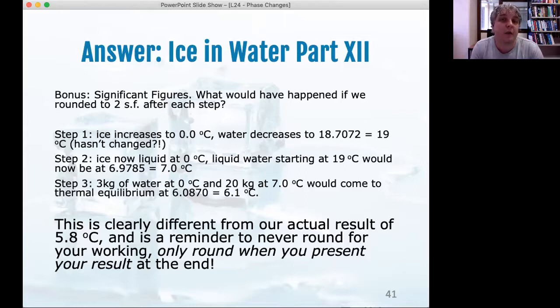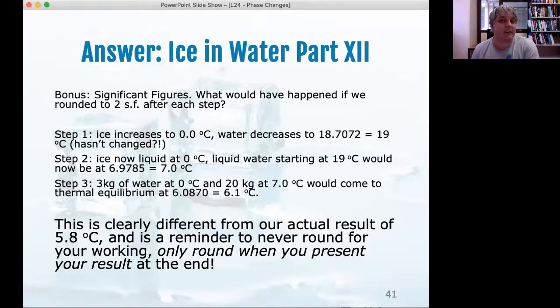And if you were then going to take that final result and do some more working, you should hopefully continue with the unrounded result. So if we were going to take that 5.8 degrees C and plug that into a new equation, maybe we go and add that 5.8 degrees Celsius water to some other system.